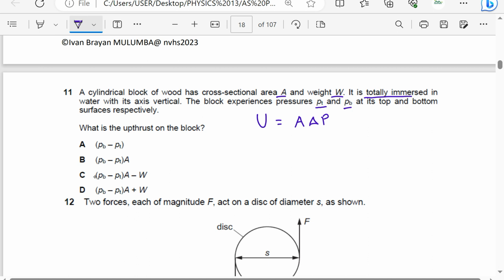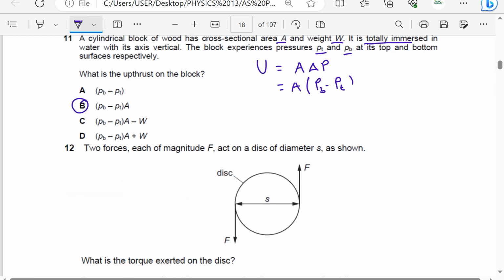So the difference in pressure is the pressure at the bottom minus the pressure at the top, because the pressure at the bottom is greater. So this would be the cross-sectional area times pressure at the bottom minus pressure at the top. So this means our answer is going to be B. Because pressure increases with depth, pressure at the bottom is greater than pressure at the top. Pressure at the bottom minus pressure at the top times cross-sectional area.